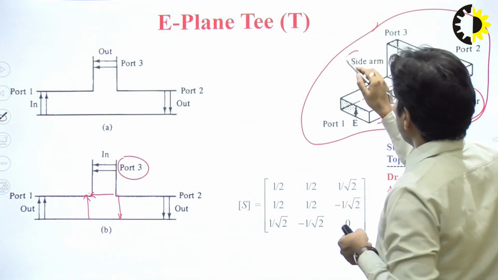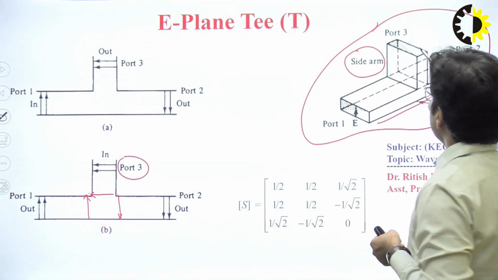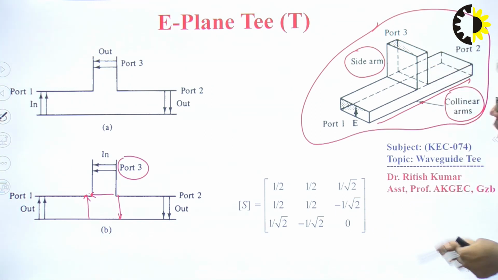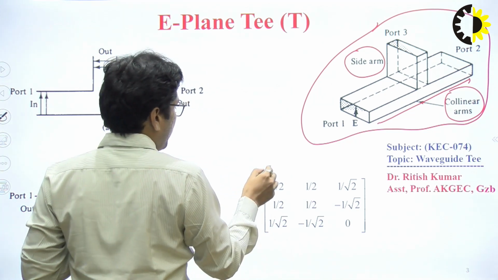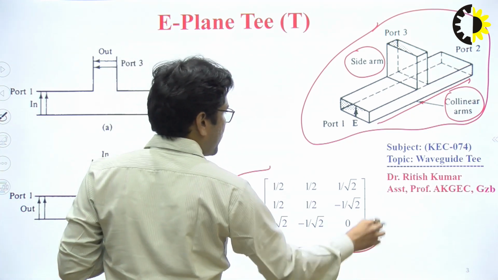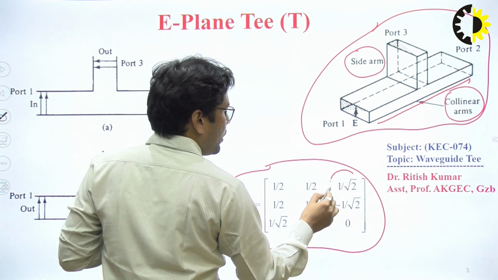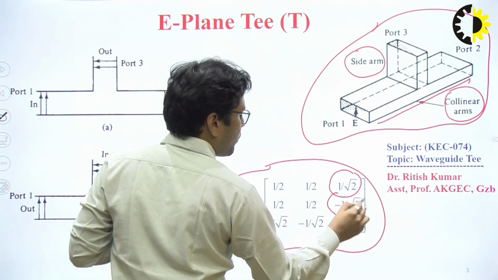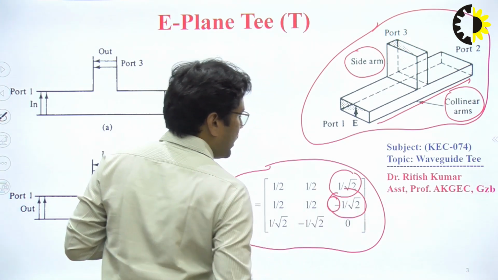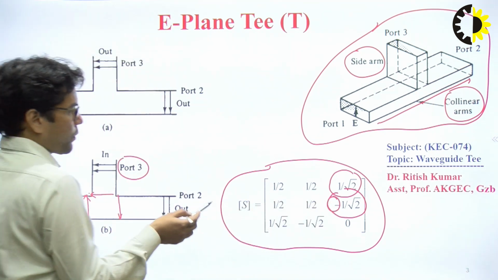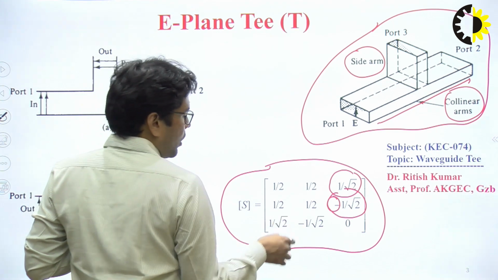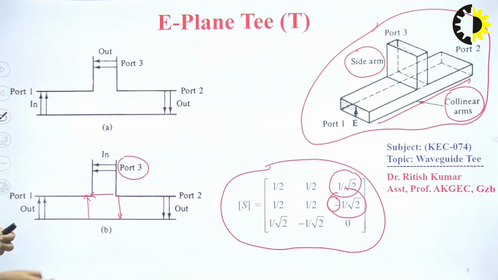So this is the side arm. Also we can say this is the auxiliary arm. And correspondingly, if we derive the scattering parameters, we will have this kind of scattering matrix. Here we can observe 1 by root 2 and minus 1 by root 2. The negative sign represents that this one is out of phase. So these are the scattering parameters of the E-plane T.